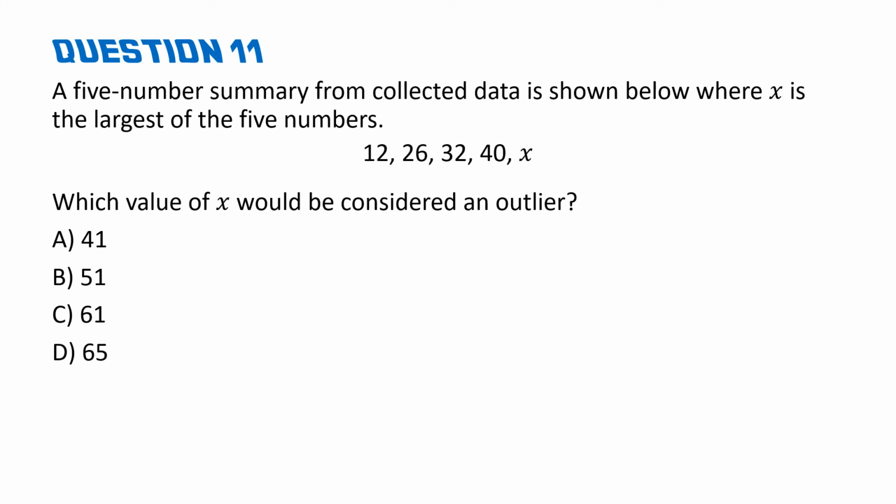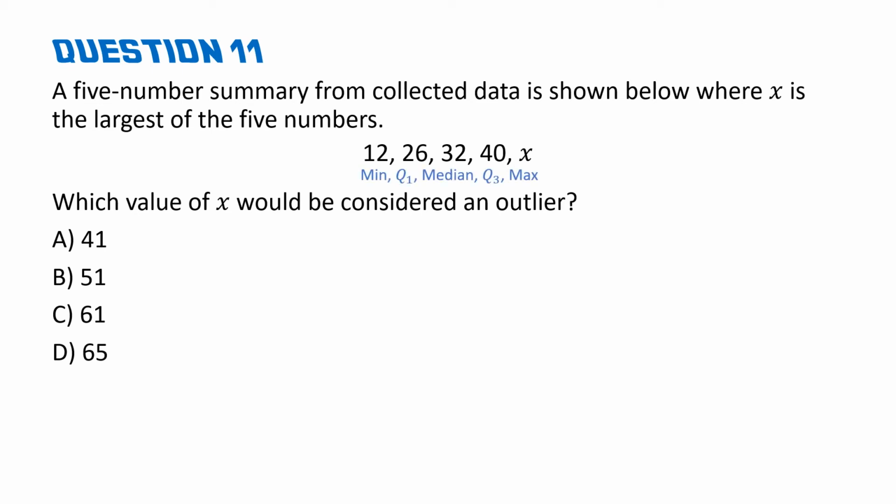Question 11. We have a 5-number summary from collected data, and it's shown below where x is the largest of the 5 numbers. Which value of x would be considered an outlier? So this is our 5-number summary. We've had a certain amount of data. We don't know how much data, but this is the 5-number summary. So hopefully we can all remember what our 5-number summary tells us.